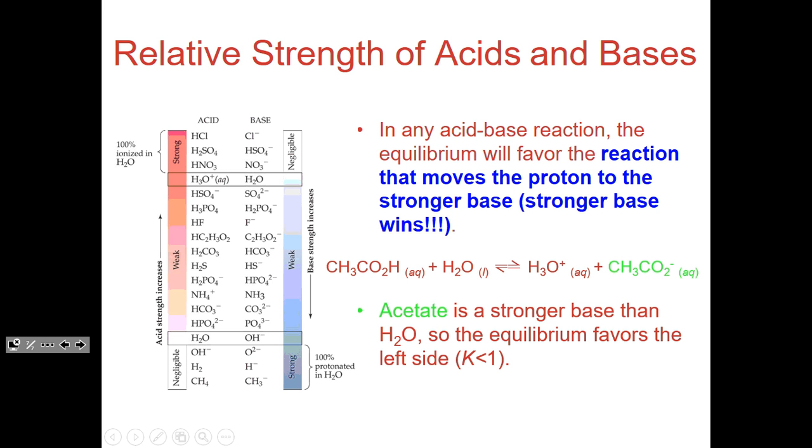Because in this particular case, both of these bases function as a base. Now, sure, one is stronger than the other, but they do both function as a base, so this is a 2-directional reaction. But acetate is the stronger base than H2O, so the equilibrium should favor the reactant side. In other words, K should be less than 1 in this particular case. And that's because acetate is the stronger base than H2O is, and you can see that from the table. So remember, the stronger base wins, and that has an impact on the situation.